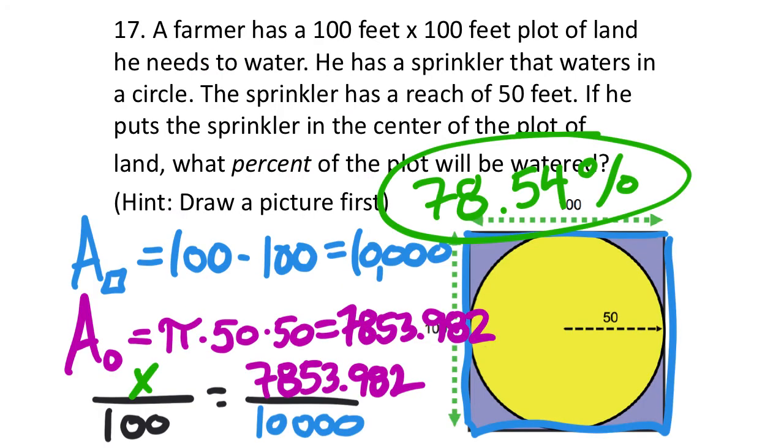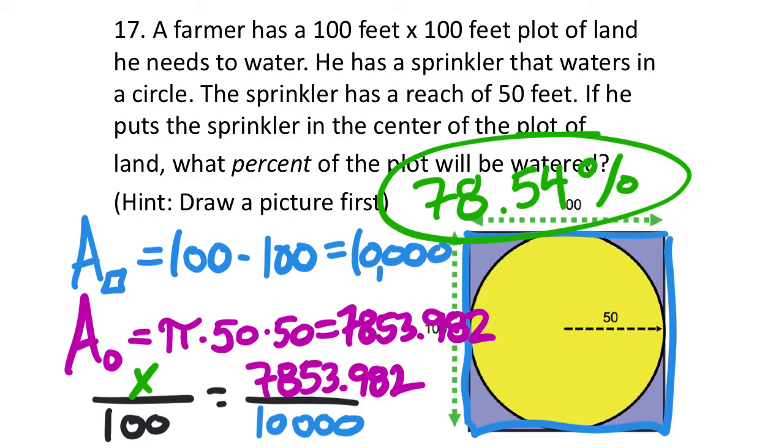We'll see. Number 17, a farmer has, I don't know why it's 17, whatever. A farmer has a 100 feet by 100 foot plot of land he needs to water. He has a sprinkler that waters in a circle. The sprinkler has a reach of 50 foot. If he puts the sprinkler in the center of the plot of land, what percent of the plot will be watered? So they show us the plot here. They gave us a nice diagram.